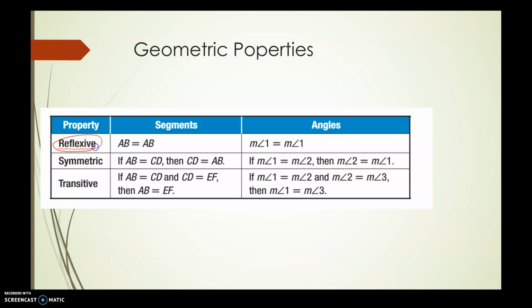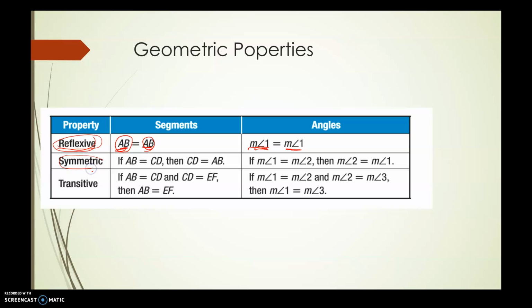First, reflexive property. Reflexive property, again, says something always equals itself. Exactly the same here, exactly the same here. If I was looking at angles, it might look like this. Angle 1 equals angle 1. Exactly the same. If they're not exactly the same, it's not reflexive property.